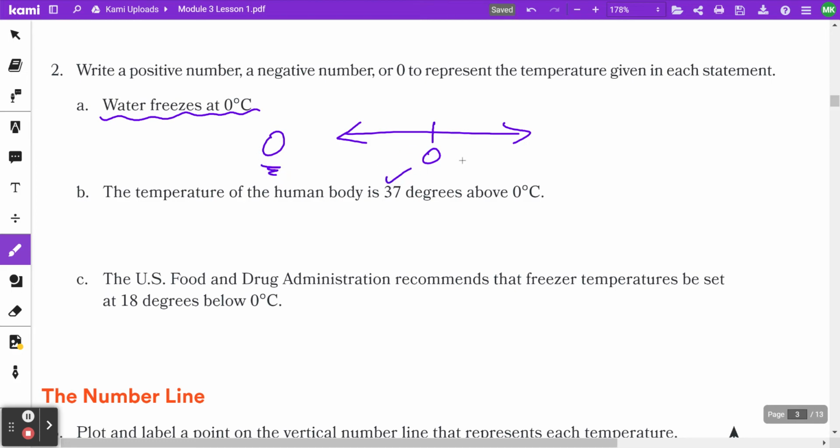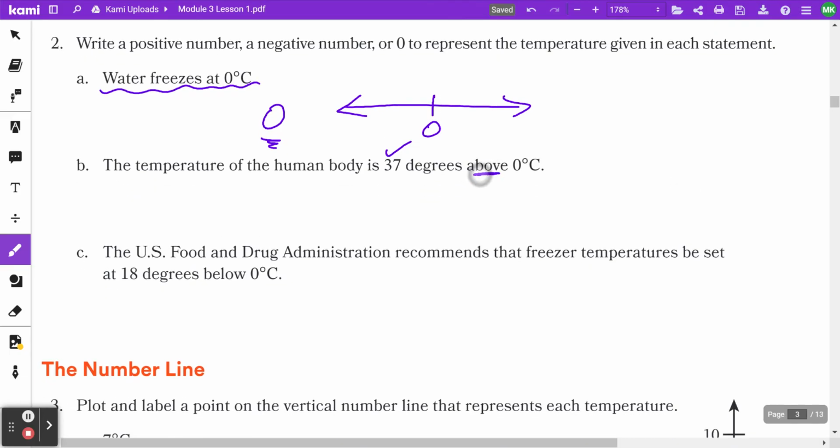Temperature of the human body is 37 degrees above. Aha, above. I think I mentioned that one before. Above 0, right? So if this is my number line, right? I like to run temperatures in a vertical number line, right?